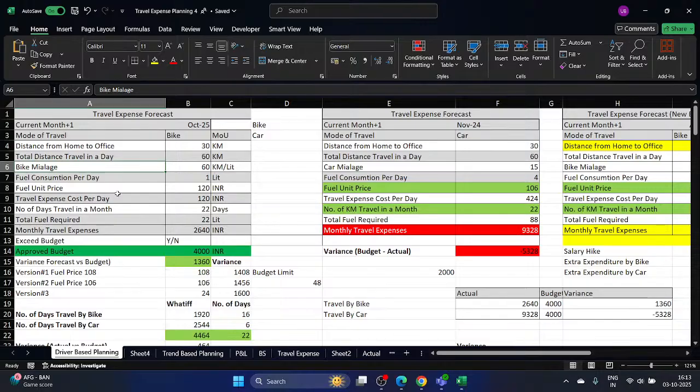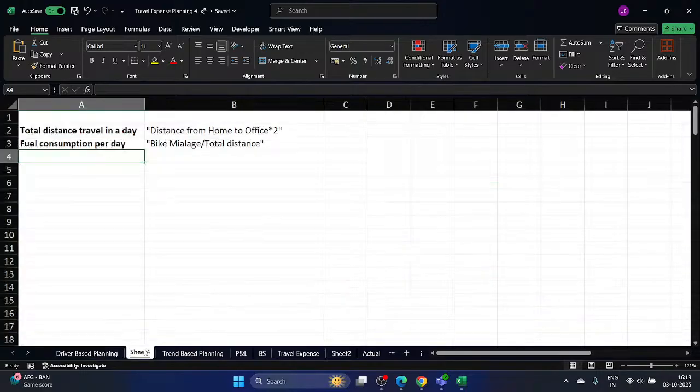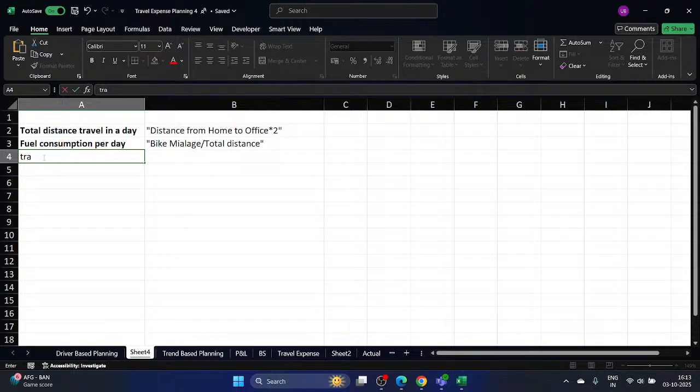So the travel expense cost per day would be fuel consumption times the fuel unit price, giving the travel expense cost per day.